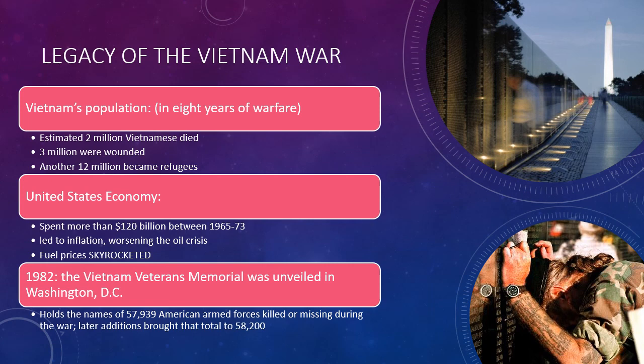In 1982, the Vietnam Veterans Memorial was unveiled in Washington, D.C., and on it were inscribed the names of 57,939 American Armed Forces personnel that were either killed or missing during the war. Now, there were later additions as time went on and we found more survivors from POW camps and discovered remains, and it has brought the official total so far on the Vietnam Veterans Memorial to a grand total of 58,200 men and women, people in general.